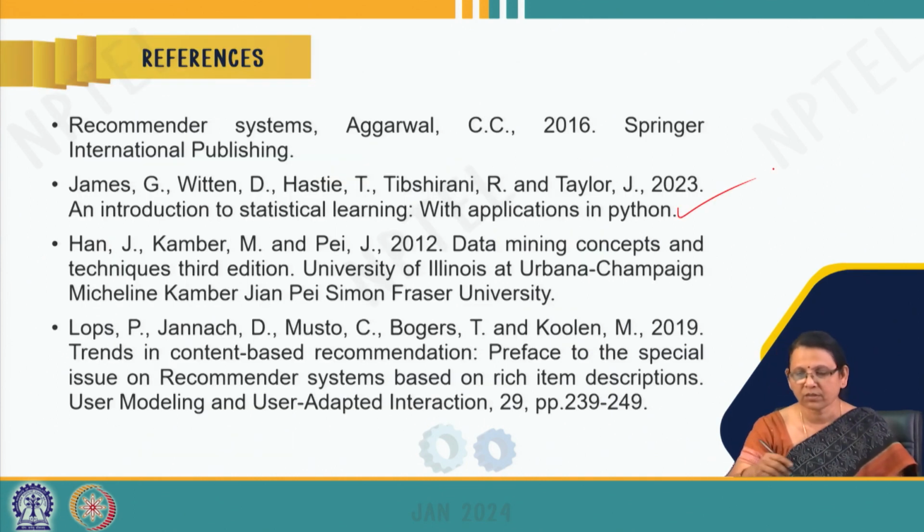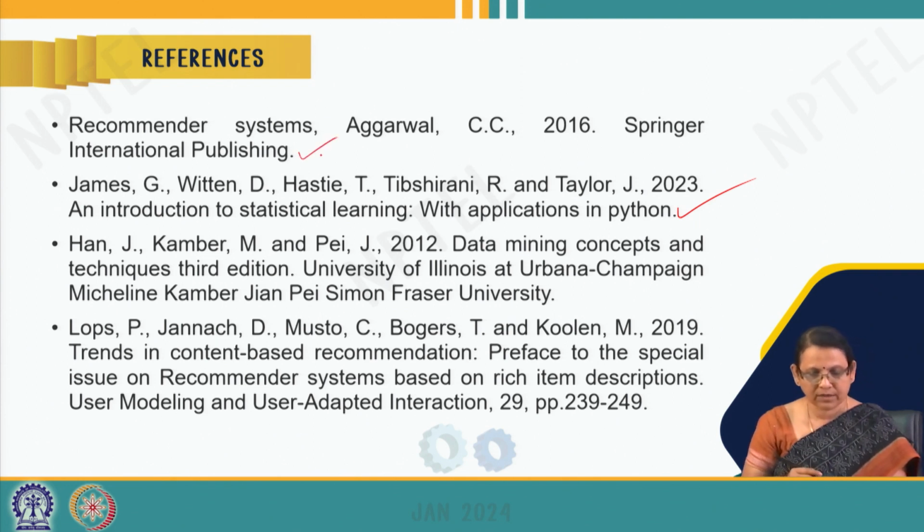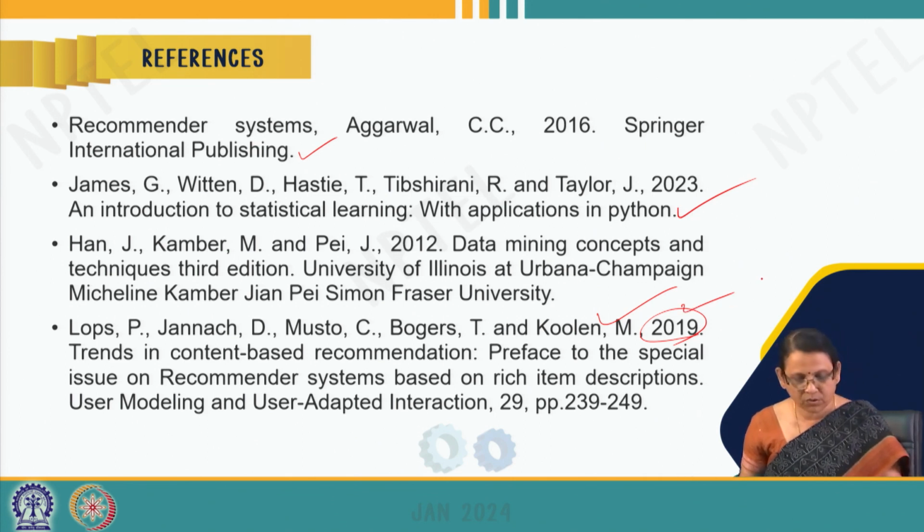So, these are our references. This regression model basically I have talked from this second book, and details of which recommendation algorithm will go for which kind of data we got from here. And this is one reference which you can read to find out what are the recent trends in content based recommender system. As the course becomes old, beyond this year you have to look for better references.